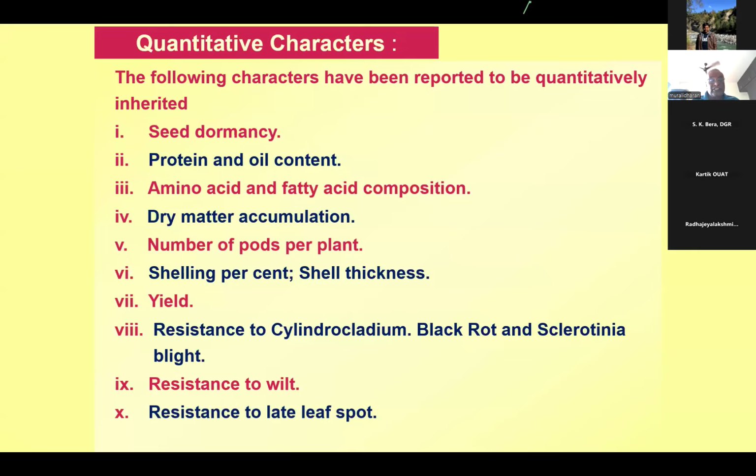Then these characters are quantitative characters controlled by more than 2 genes: seed dormancy, protein and oil content, amino acid and fatty acid composition, trimeter accumulation, number of pods per plant, shelling percentage and shell thickness, yield, and resistance to diseases.